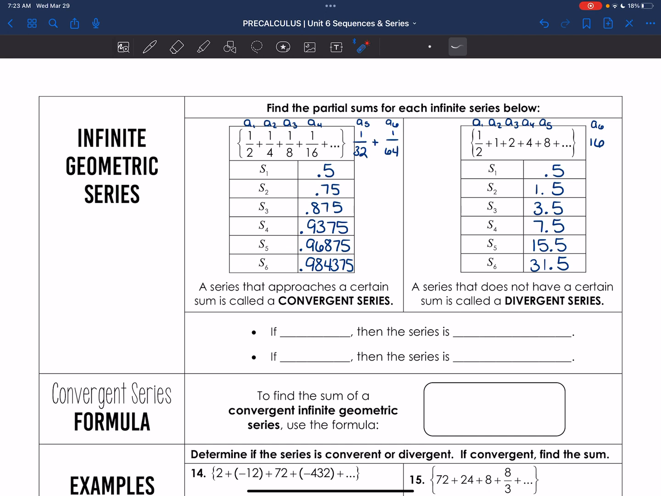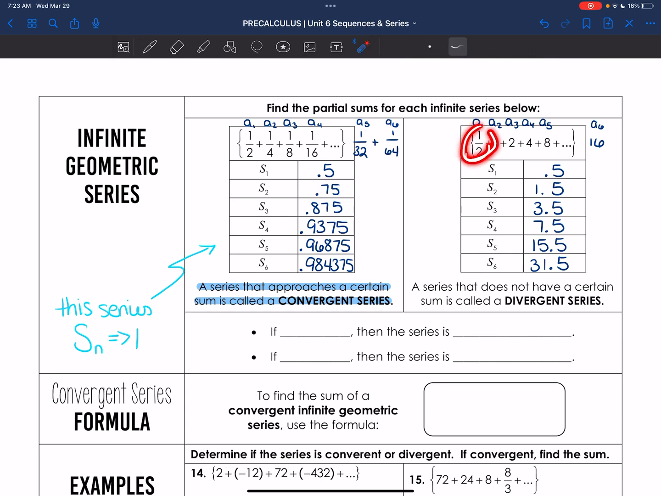And what that leads us to discover is that there exist series that approach a particular sum. Those are called convergent series. For this series right here, if you were to go all the way out, even just as far as you possibly could, this series is going to be approaching 1. This series approaches 1.